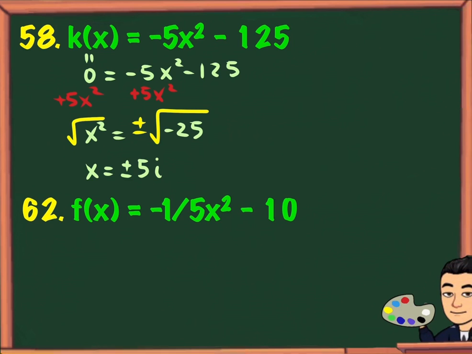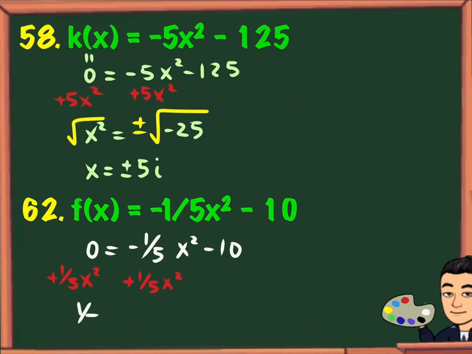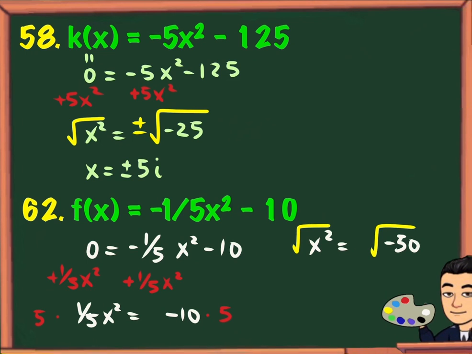So for number 62, set f of x equal to 0, which equals -1 over 5 x squared minus 10. So add 1/5 x squared on both sides. So 1/5 x squared equals -10. If I multiply by 5 on both sides, I'll get x squared equals -50. Square root both sides. This turns into positive negative. x is going to equal positive negative 5i square root of 2.